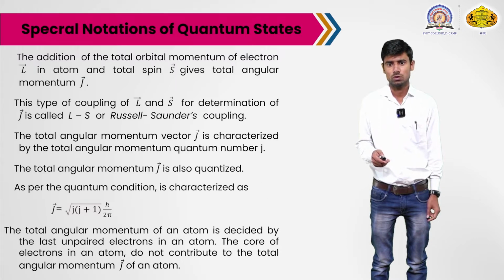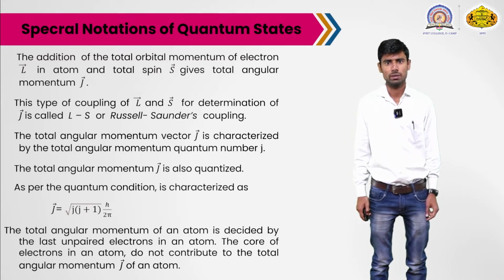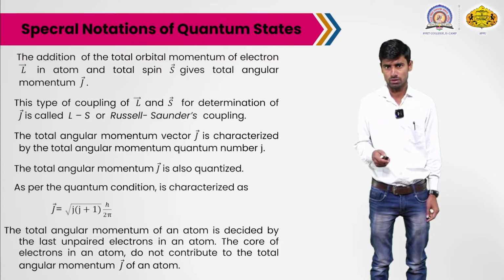Now the addition of the total orbital angular momentum of an electron and the total spin, capital S bar, gives the total angular momentum J bar. So if we add the capital L bar, which is the total orbital angular momentum of the atom, and capital S bar, which is the total spin angular momentum of the atom, then you will get the capital J bar, which is the total angular momentum of the atom. And this type of coupling between L bar and S bar is called the Russell-Saunders coupling. This Russell-Saunders coupling is applicable for atoms having lower atomic numbers.